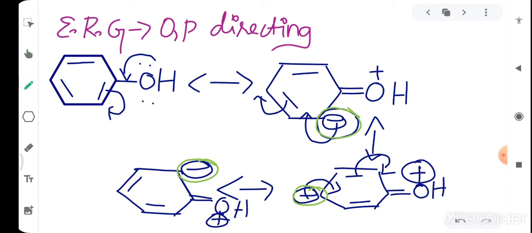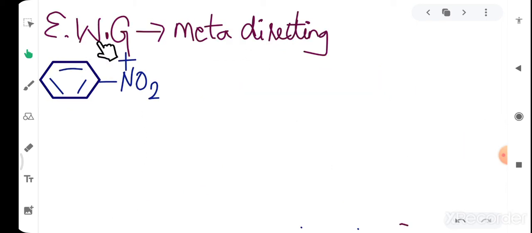Now the electrophile is positively charged, so it will move to the negative side. The negative charge is at the ortho position and the para position. Therefore, this electrophile will move either to ortho or to para or to both. It will result in ortho and para substituted product. That's why electron releasing groups are ortho para directing in nature. All electron withdrawing groups are meta-directing in nature.